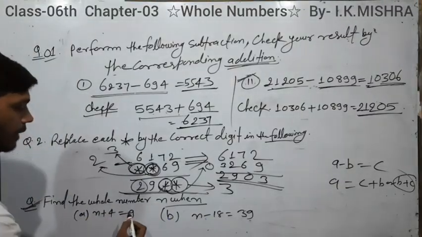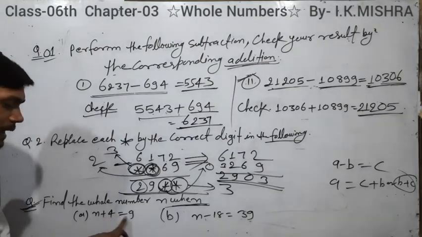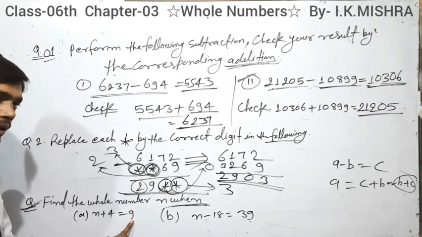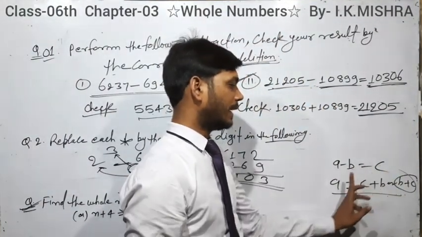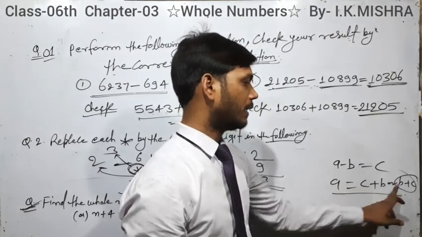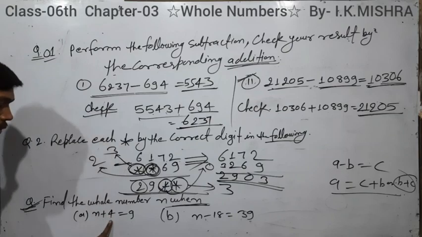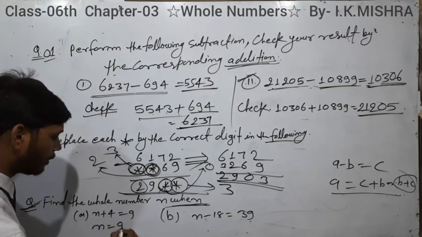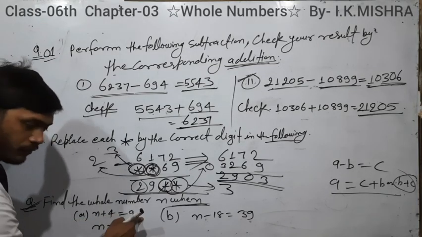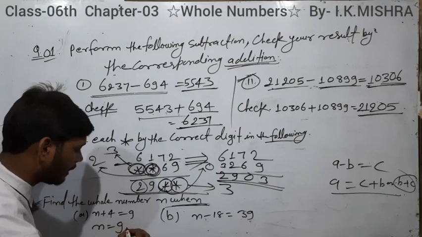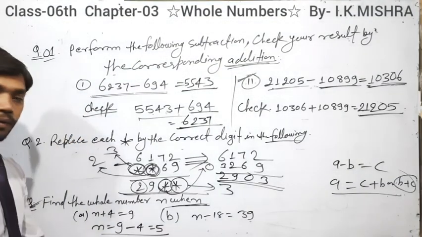Find the whole number when n plus 4 is equal to 9. Friends, you know this property here, a minus b equal to c, then a equal to b plus c or c plus b. That means here n plus 4, that means n equal to 9, and when I have a negative sign, then it will go to positive sign. Here 9 minus 4 is equal to 5. That means n equal to 5.